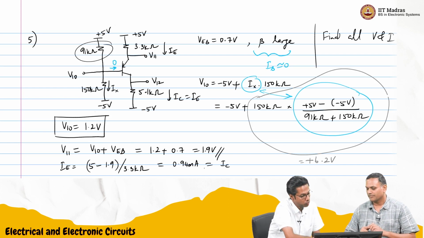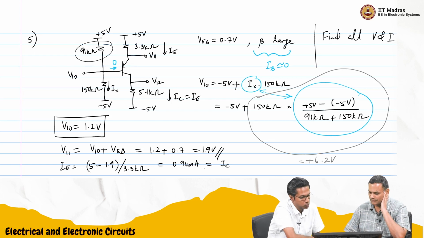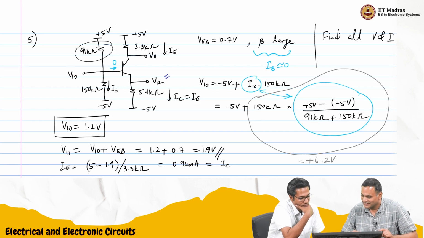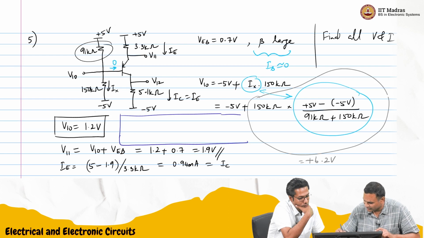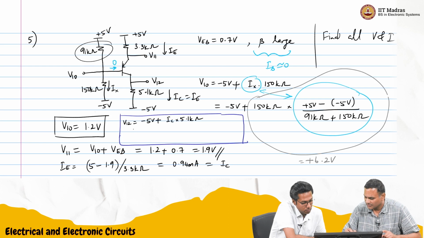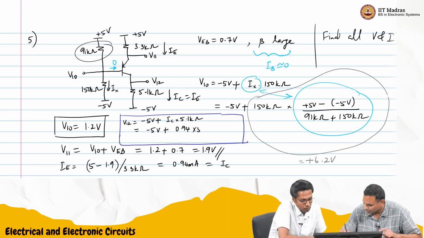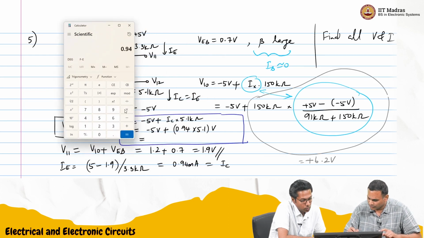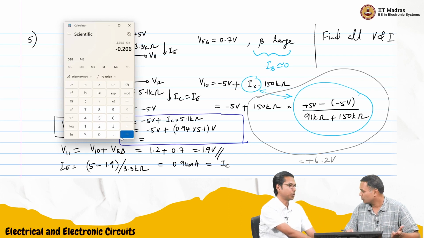So IC into 5.1 plus minus 5 will be V12. So where can I write that? I need to write only that, so I'll write it in blue. So this voltage, I'll write it here. I'll create some space for myself here. V12 is minus 5 plus IC into 5.1 K. So this is minus 5 volts plus IC, which is 0.94 into 5.1. This is 4.79 plus minus 5. Minus 0.2. Okay.